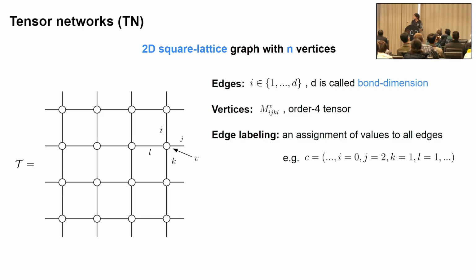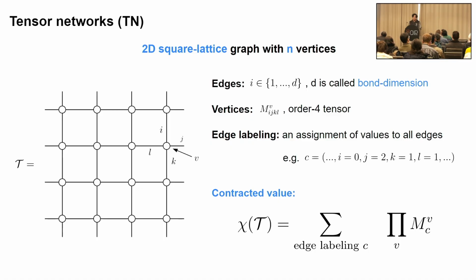We define an edge labeling as an assignment of values to all edges in the graph. For example, this is a specific labeling where i, j, k, l, and all other edges have taken specific values. Then the contraction of a tensor network yields the contracted value, which is defined as the sum of products of tensor values over all possible edge labelings. Here, M_c^v means that the tensor associated with vertex v has its corresponding indices specified by values in the edge labeling C.